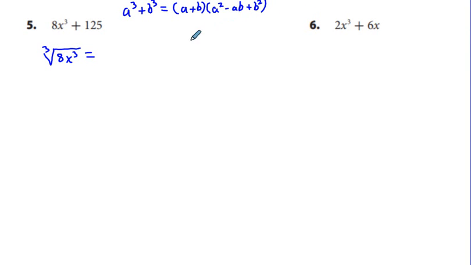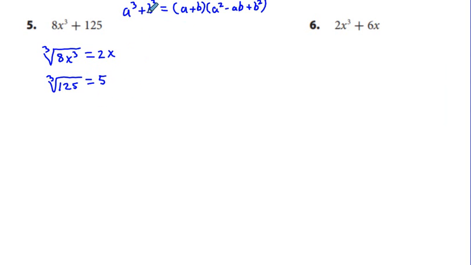So that's what we're going to use. Okay, back to our problem at hand. The cube root of 8x cubed: the cube root of 8 is 2, and the cube root of x cubed is x. And then the cube root of 125, as we found out doing problem 3, is 5.